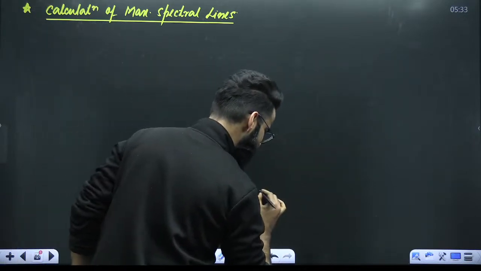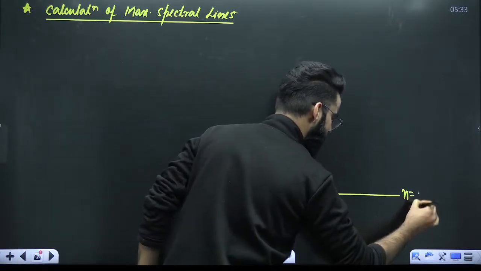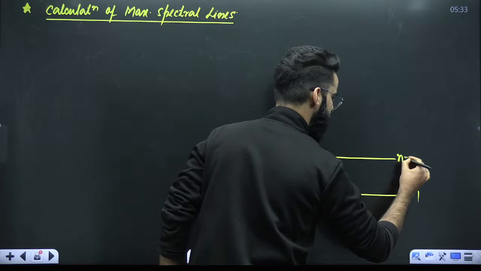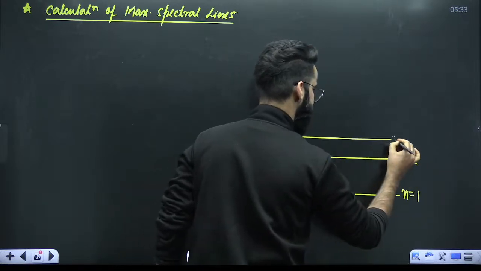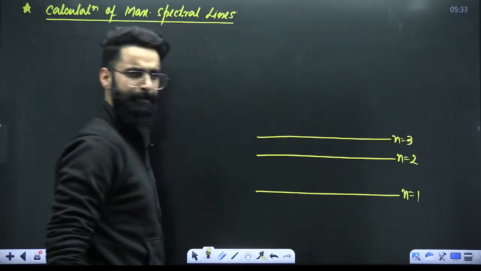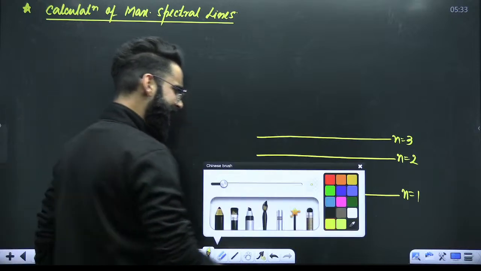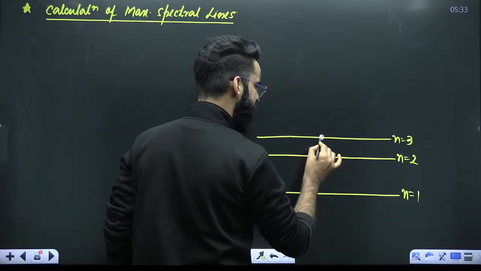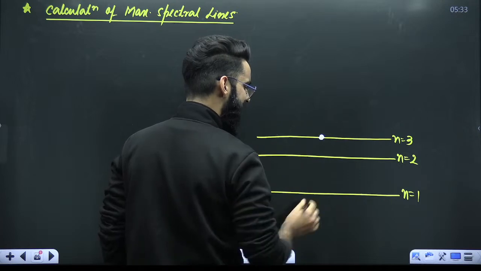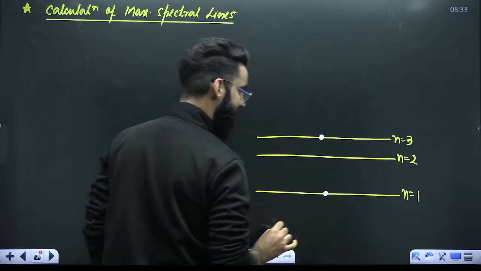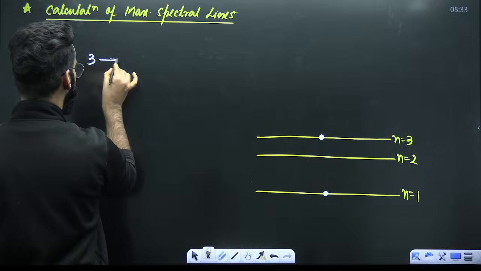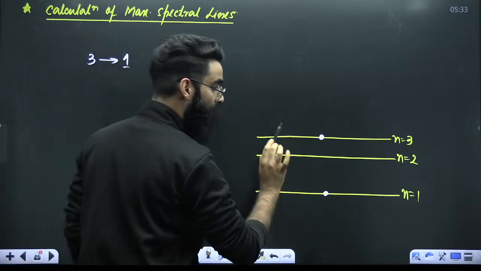For example, guys, just to make you understand, let's say this is n equal to 1, this is n equal to 2, and this is n equal to 3. For example, the electron is present in n equal to 3 and it has to come to 1 exactly. So the transition, for example, is from 3 to 1.